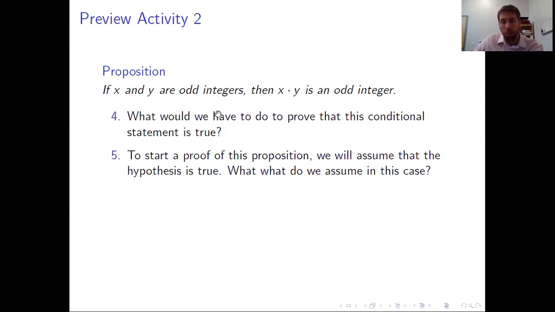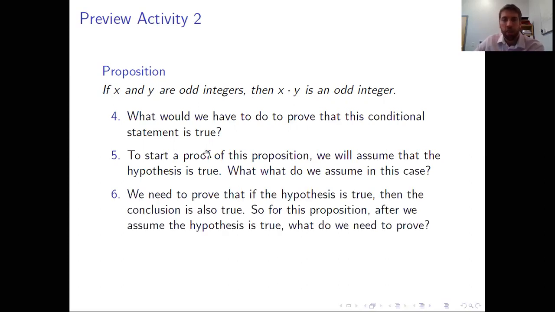What will we do? Oh, that's a typo. What do we assume in this case? We assume that x and y are both odd integers. We need to prove that if the hypothesis is true, the conclusion is also true. So after we assume the hypothesis is true, what do we need to show? We need to show that x times y is an odd integer. How do we prove that an integer is odd? You have an integer, like 7, and you say, look, I can write 7 as 2 times 3 plus 1. So by definition of an odd integer, it's odd. That's how you prove it.